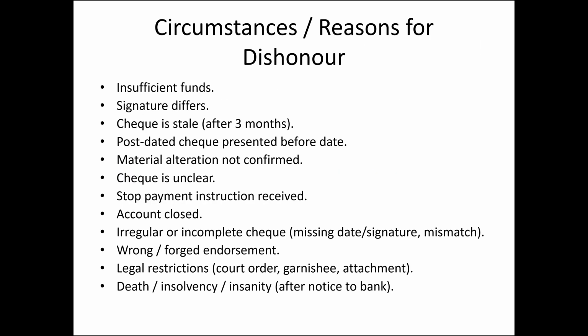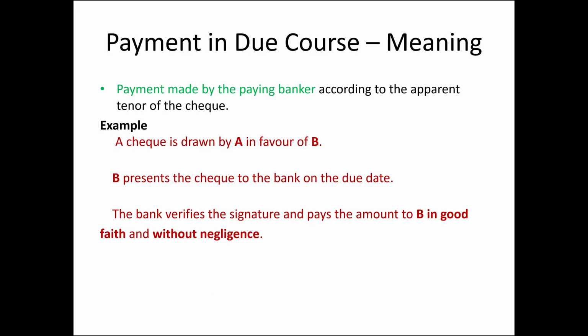So next, circumstances and reasons for dishonor. Insufficient funds, signature differs, stale check, post-dated check, material alteration not confirmed, check is unclear, stop payment instruction received, account closed, irregular or incomplete check, wrong or forged endorsement, legal restrictions, etc.